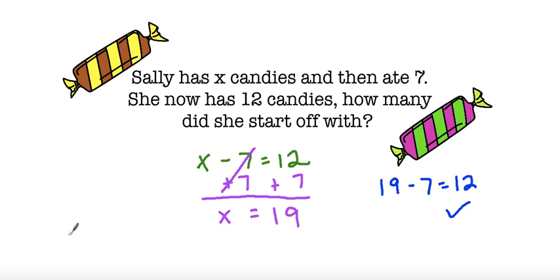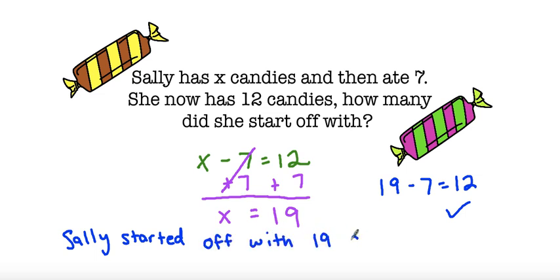So Sally started off with 19 candies. And that's it.